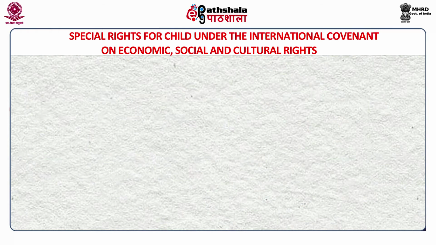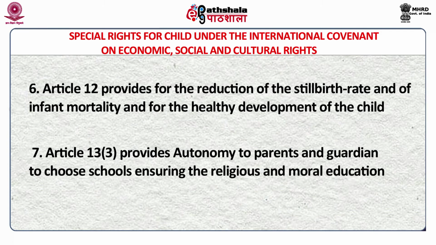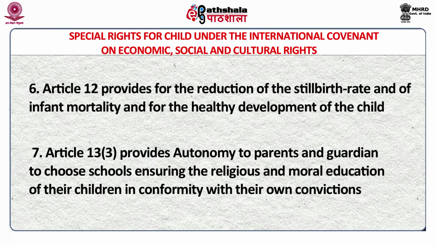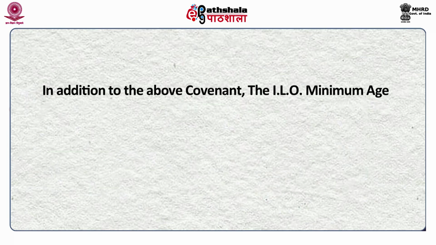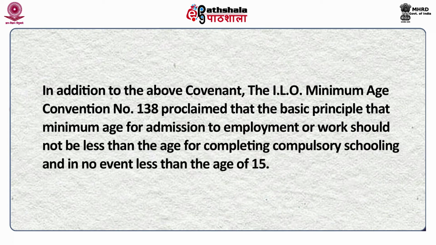Article 10, Clause 3 puts a duty on a state to set age limits below which the paid employment of child labour is an offence. Further, Article 12 provides for the reduction of stillbirth rates and of infant mortality and for the healthy development of the child. And Article 13, Clause 3 provides autonomy to parents and guardians to choose schools, ensuring the religious and moral education of their children in conformity with their own convictions. In addition to the above covenant, the ILO Minimum Age Convention number 138 proclaimed the basic principle that the minimum age for admission to employment or work should not be less than the age for completing compulsory schooling and in no event less than the age of 15 years.